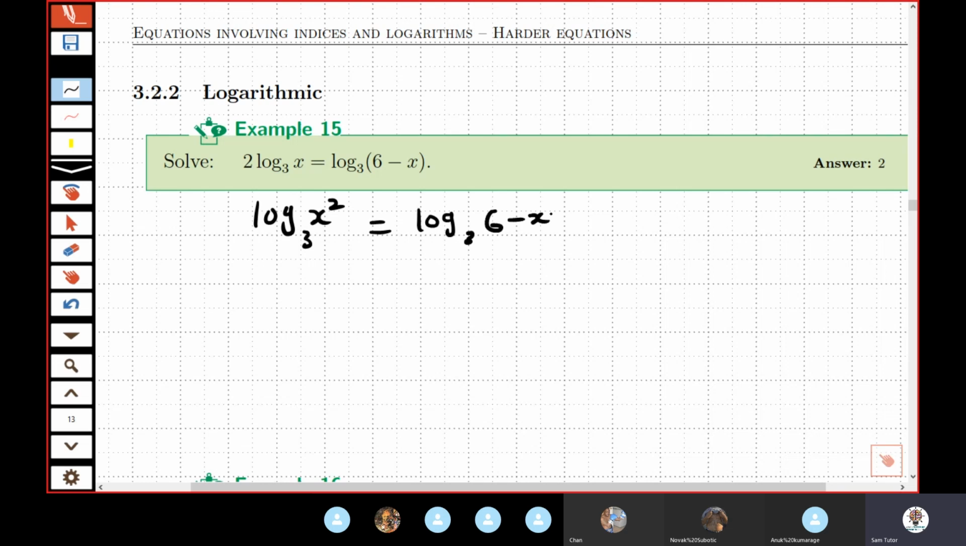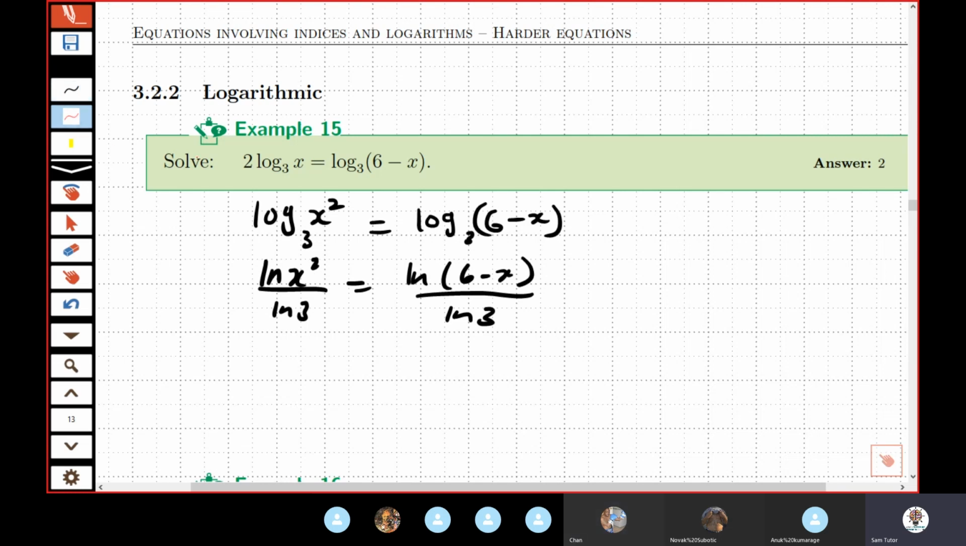Now, how do you know to write these sub-bases? See these 3's? They're both 3. I don't like them there, because I can't really do much with them being there. Bring them forward? No. So that was their change of base. So that's going to be log of x squared on log of 3, which equals log of 6 take away x on log of 3. Does that make sense? Yeah, alright.